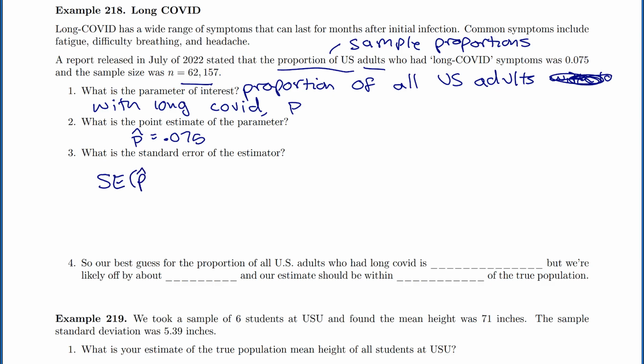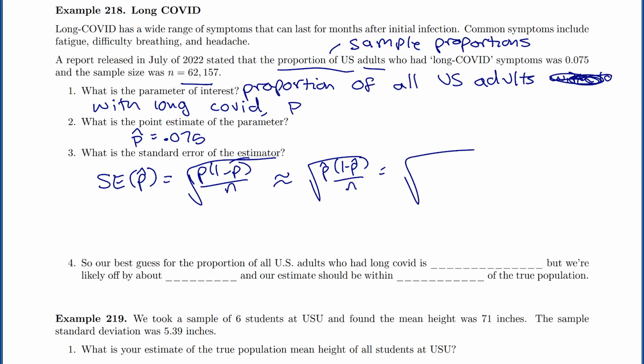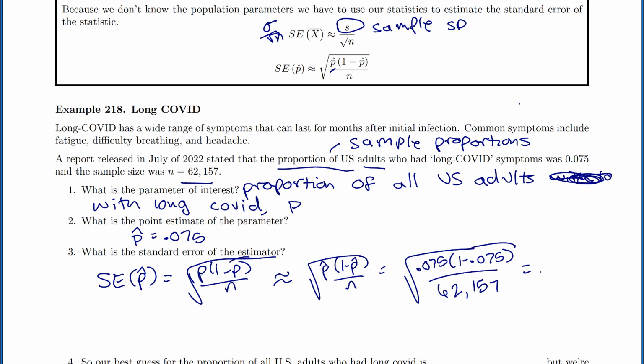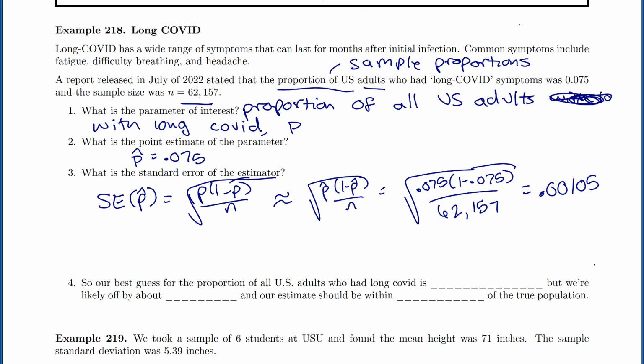So the standard error for p hat should have been equal to the square root of p times 1 minus p over n. But we don't know what our population p is. So I'm going to estimate that by the square root of p hat times 1 minus p hat over n. So p hat is 0.075. We'll do 1 minus 0.075 divided by n, which is 62,157. So 0.00105.